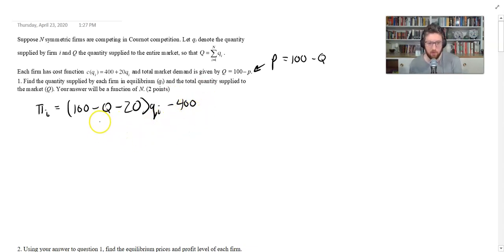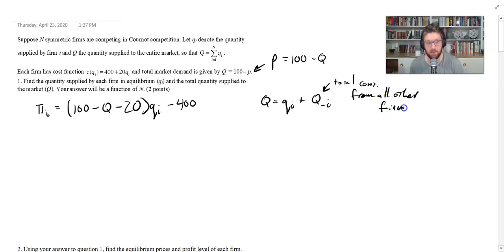All right, capital Q, we can't work with that. We're going to need to divide it into two parts. The part our firm qi controls, and what everybody else does put together, which I'm going to call capital Q to the negative i. This is the total contribution from all other firms, because that's all that really matters for determining the price. It doesn't matter if one of the firms does a lot and some of the other ones do a small amount. It's just the total amount of supply out there.